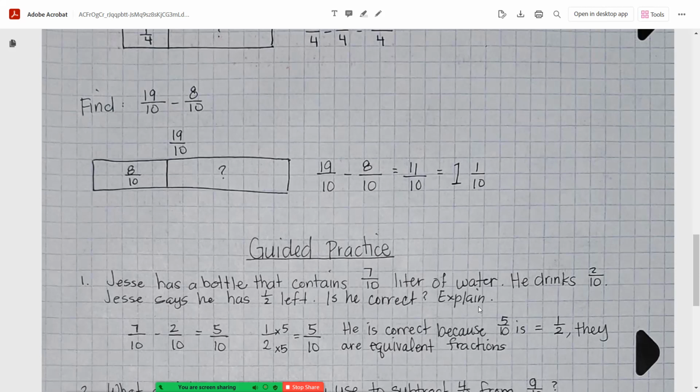Says Jesse has a bottle that contains 7/10 liter of water. He drinks 2/10. Jesse says that he has half left. Is he correct? Explain. So let's work out the math. 7/10 take away 2/10 is going to give us 5/10.